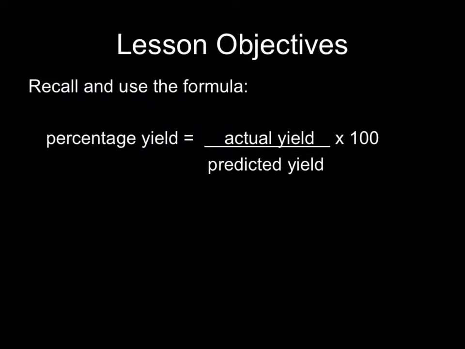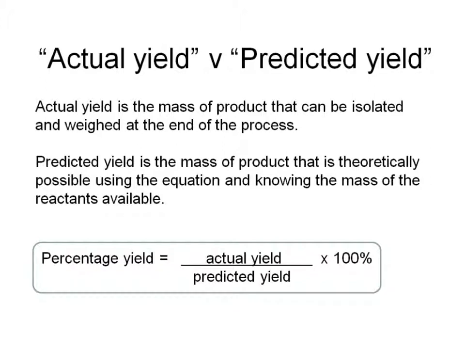And in order to calculate the percentage yield, you need to use this formula, which you will have to learn. This will not be given to you on the exam paper. So percentage yield is the actual yield you get, divided by the predicted yield, which is the theoretical yield, if you like, multiplied by 100 to make it into a percentage. The actual yield is the mass of the product that can be actually isolated and weighed at the end of the process, whereas the predicted yield is the mass of the product which is theoretically possible when you use the equation and when you know the mass of the reactants that you're using in order to make it.